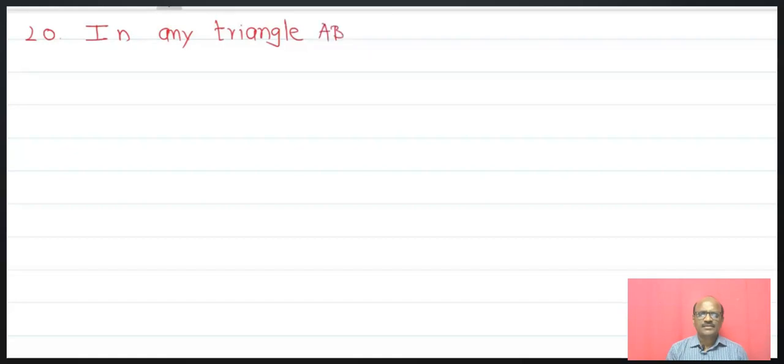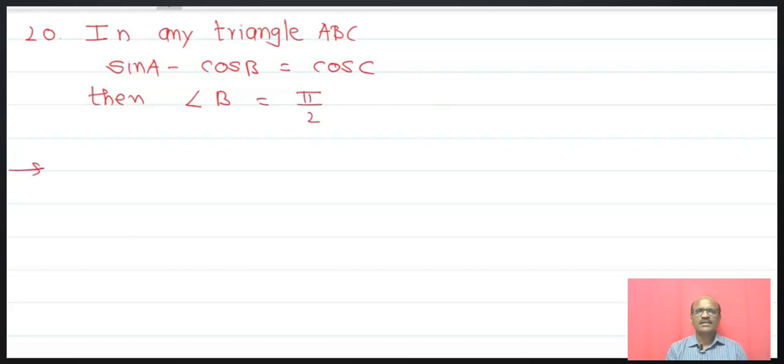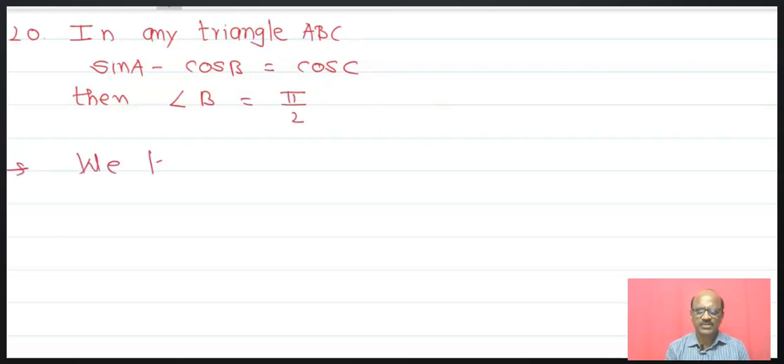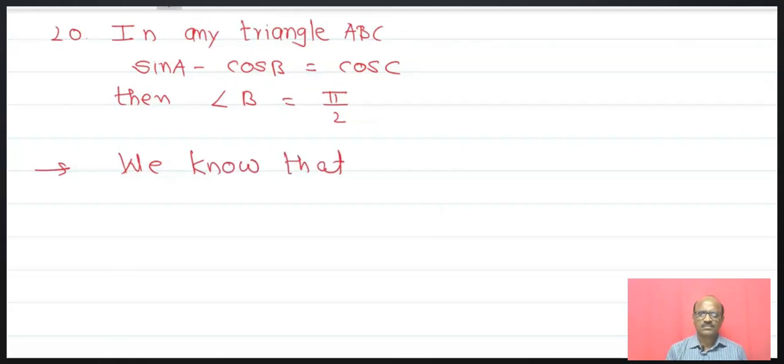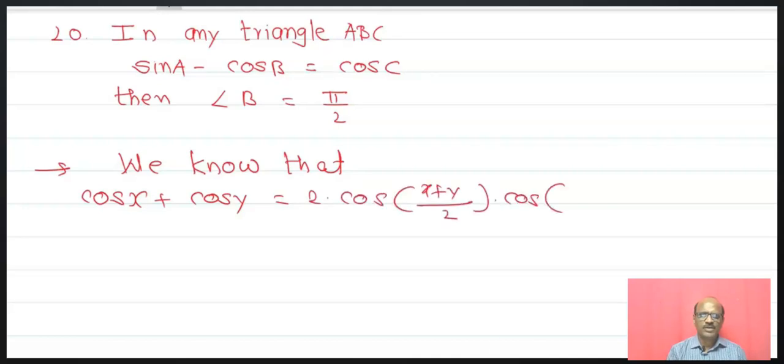Now question number 20. In any triangle ABC, if sin A minus cos B is equal to cos C, then angle B is equal to pi by 2. We know that cos x plus cos y is equal to 2 times cos of (x plus y) upon 2 into cos of (x minus y) upon 2.